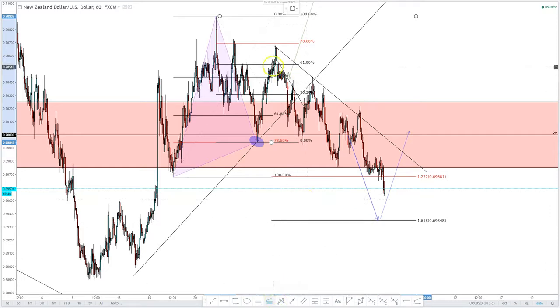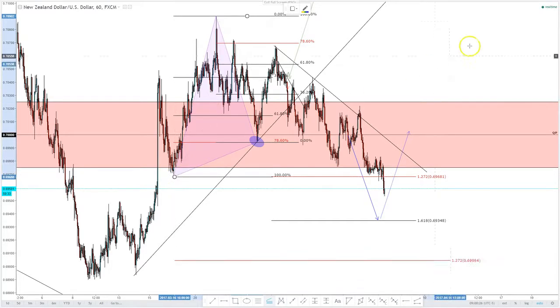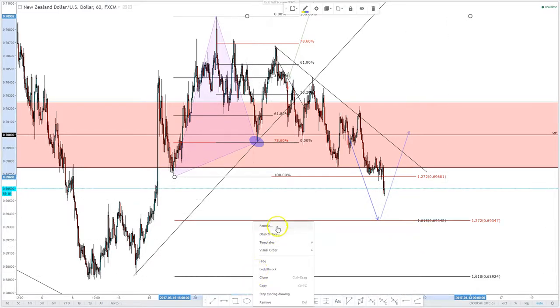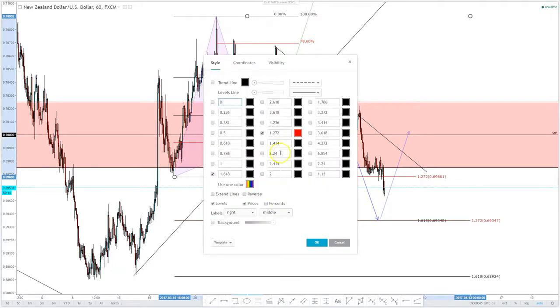Let me do my AXA. A, X, A. Boom. We get the 1.27 lining up perfectly with the 1.618. That's a beautiful Fibonacci cluster right here. So we have a beautiful D point right here. Let me clean up the fibs real quick, and then I'll draw out the triangles.